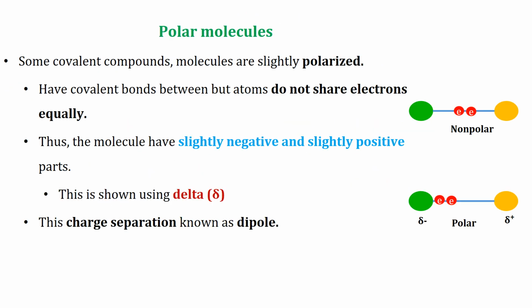Not all covalent bonds are equal. Sometimes electrons aren't shared evenly, resulting in polar molecules. These molecules have slightly positive and slightly negative parts. This is called a dipole and it's essential for interactions within cells. Nonpolar molecules, on the other hand, share electrons equally.